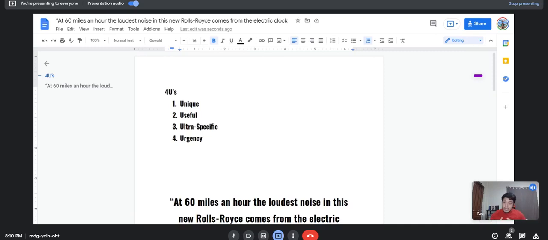So number one is unique, number two is useful, number three is ultra specific, and number four, it should be urgent. Okay? So you get to remember those guys. If you have some notebooks or even scratch paper, try to jot it down para naman when we're going into proven ads, then you could study it for yourself and analyze it the way I do.